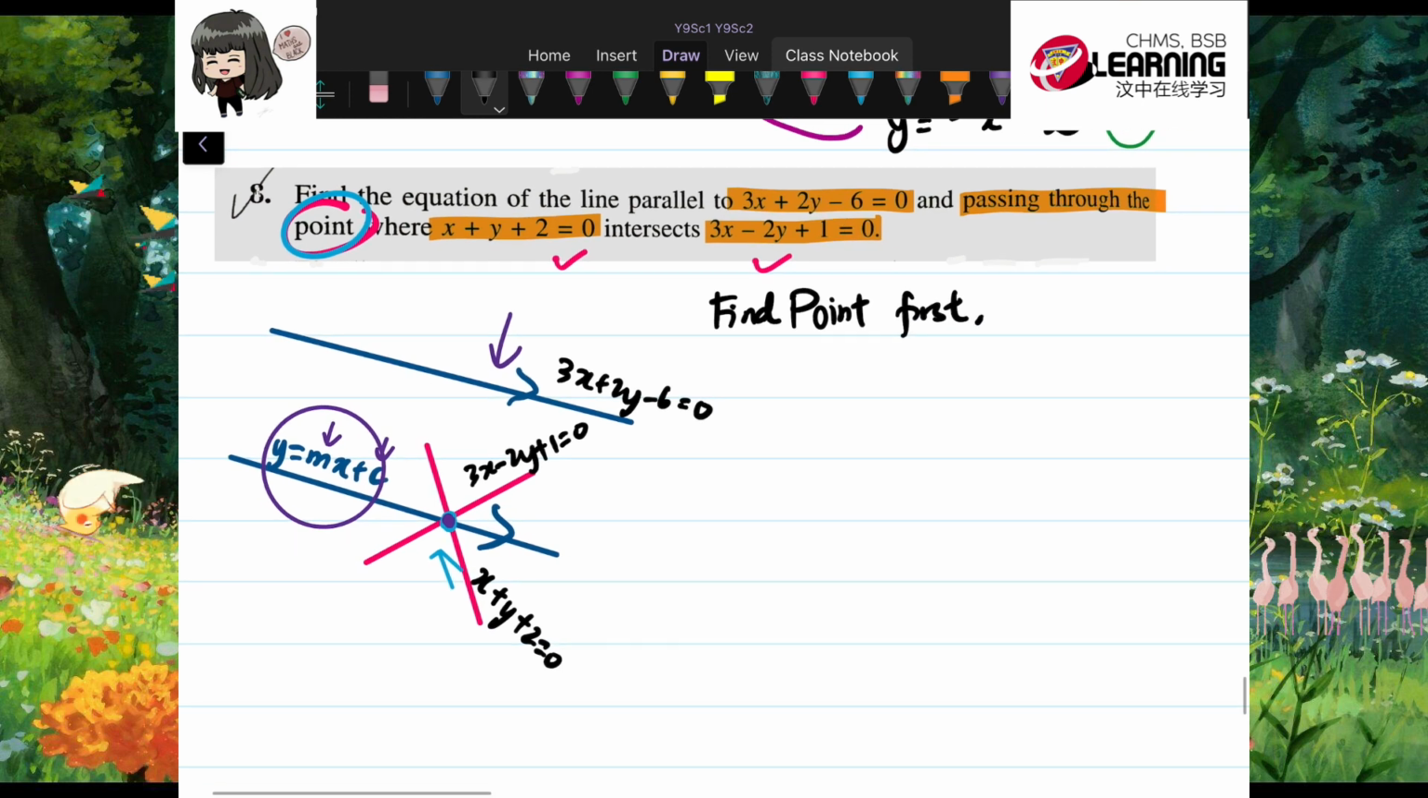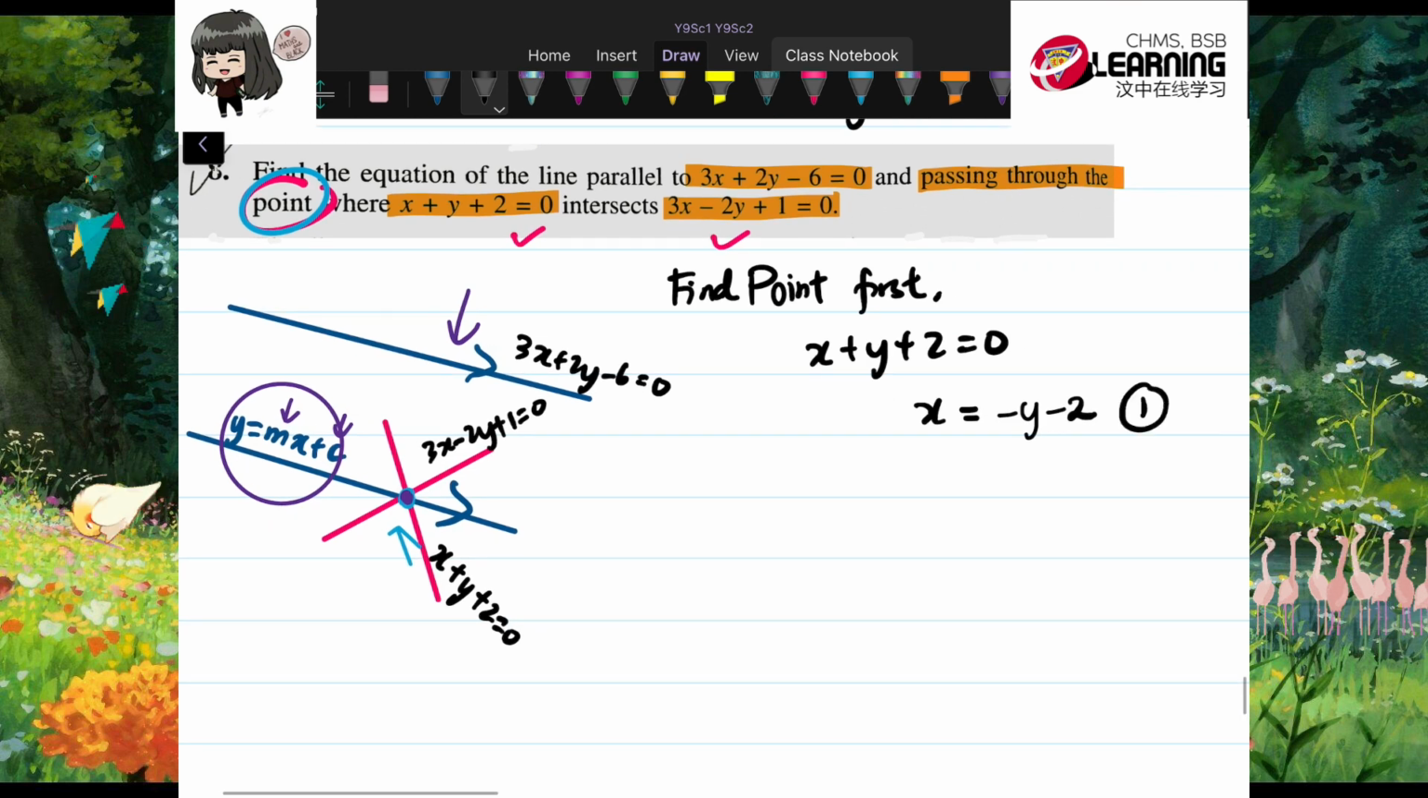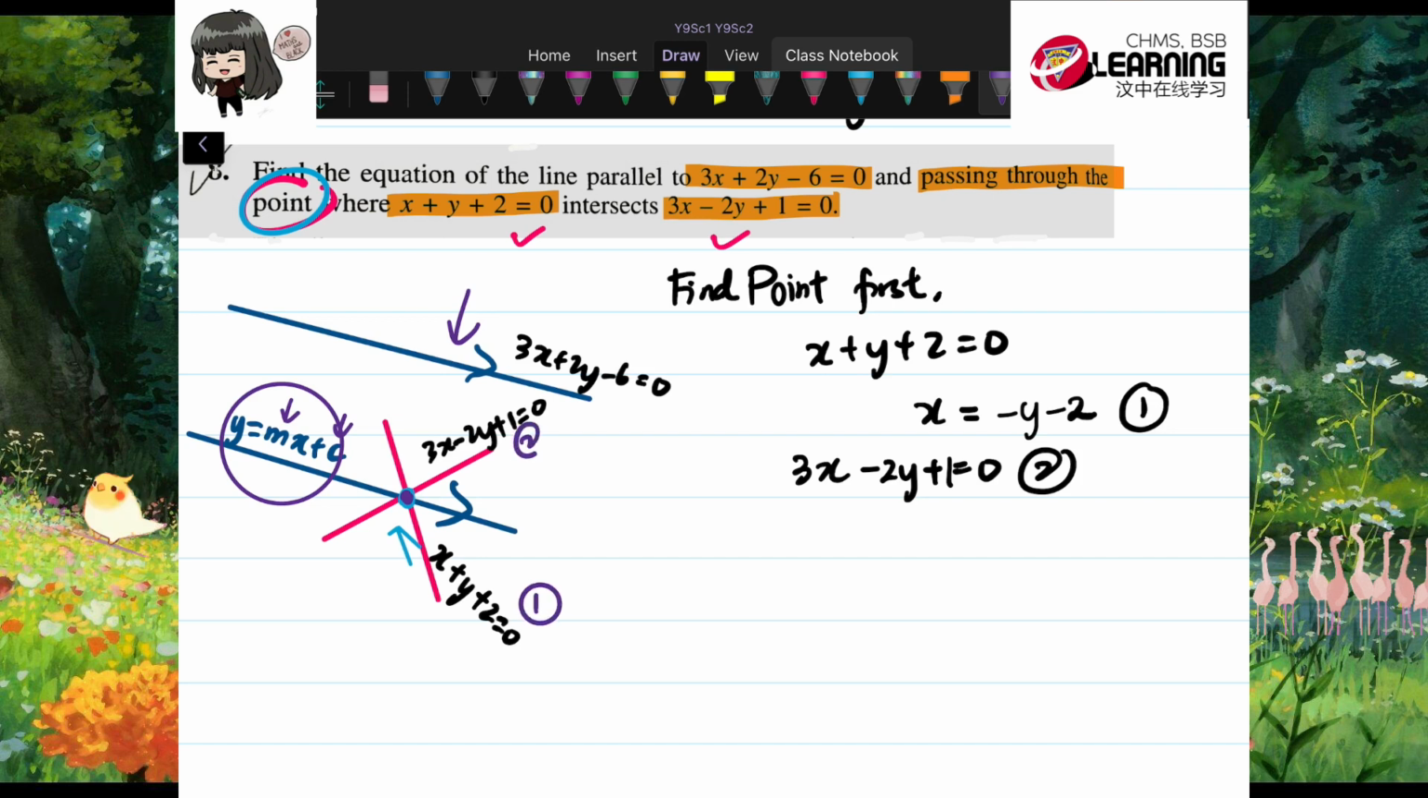So x plus y plus 2 equals to 0. I make x the subject, so it's negative y minus 2. This is my first equation. And then this is my second equation. I sub my x into my second equation. My first equation is here, second here.